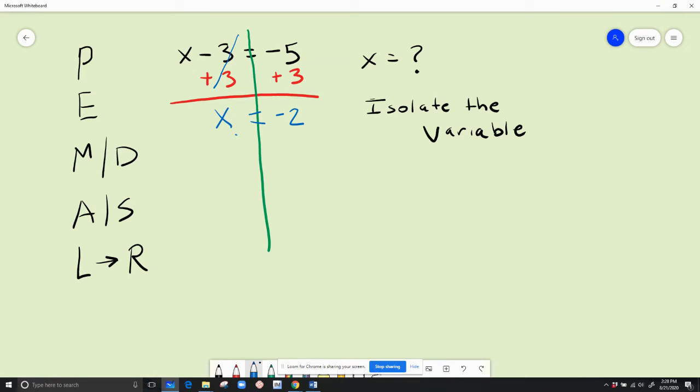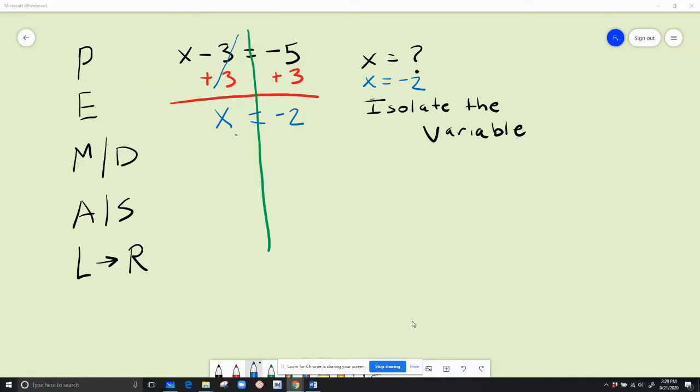So what does x equal? X equals -2. So -2 is your solution. That was what we were looking for.